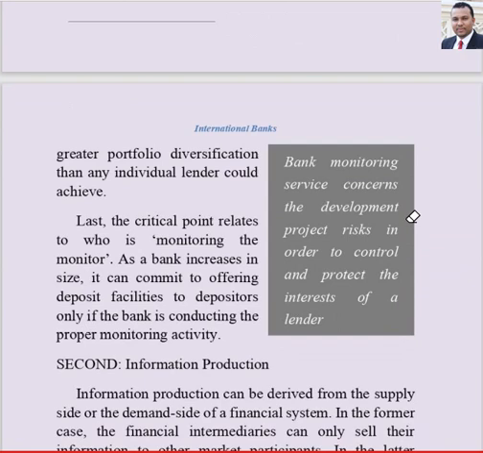And at the same time, when we talk about the size of the bank, when the size of the bank increases, in this case the bank can monitor and investigate the credibility level. This is very simple for the bank. So there is a positive relationship between the bank size and the monitoring level. But what about who monitors the monitor?